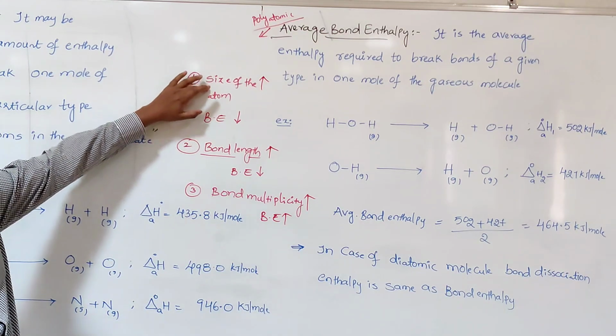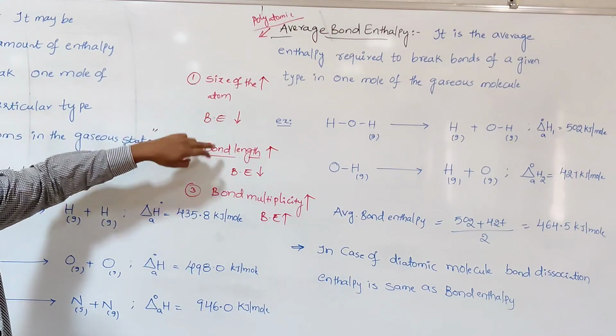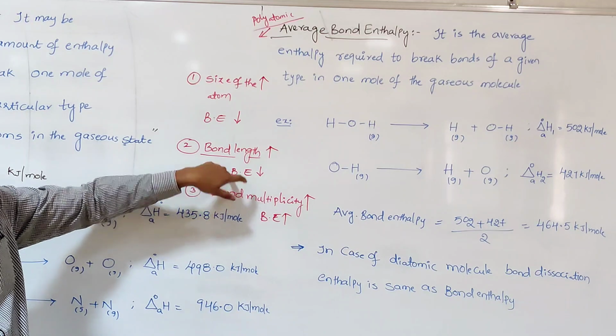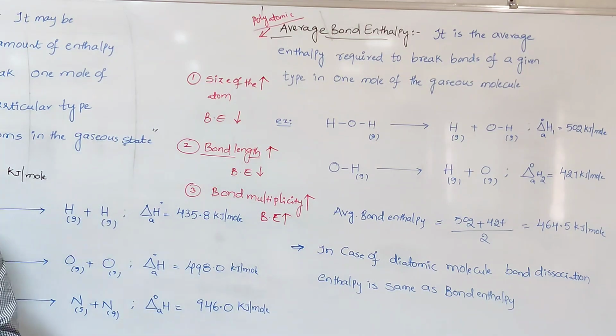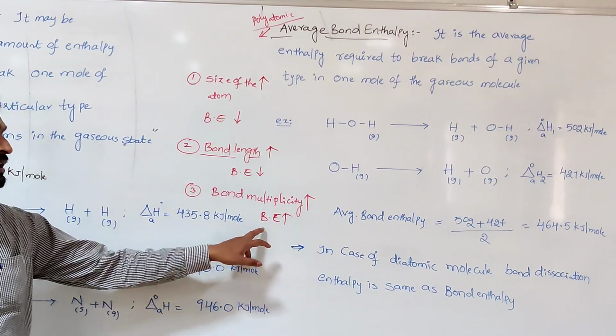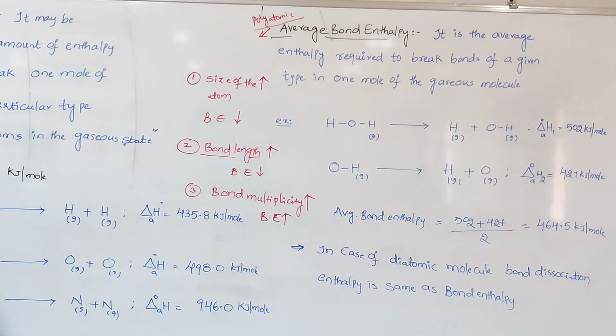As the size of the atom increases, the bond energy or bond enthalpy decreases, and bond length increases, the bond enthalpy decreases. As the number of bonds present between the atoms increases, the atoms come very close together, and the bond becomes very strong. In that case, we require a huge amount of energy. That's why the bond energy also increases.